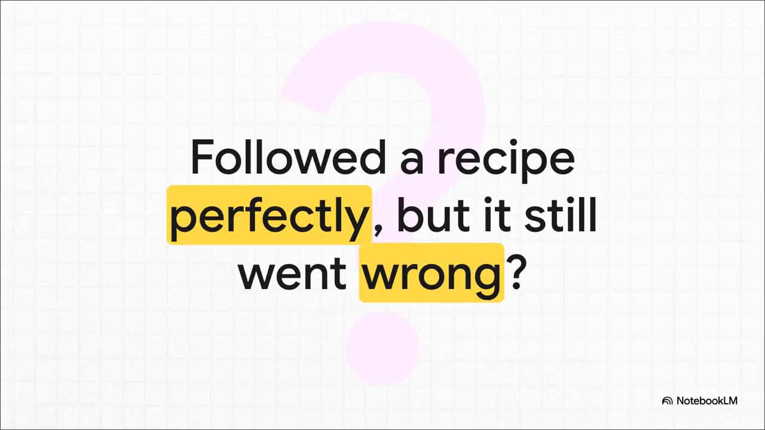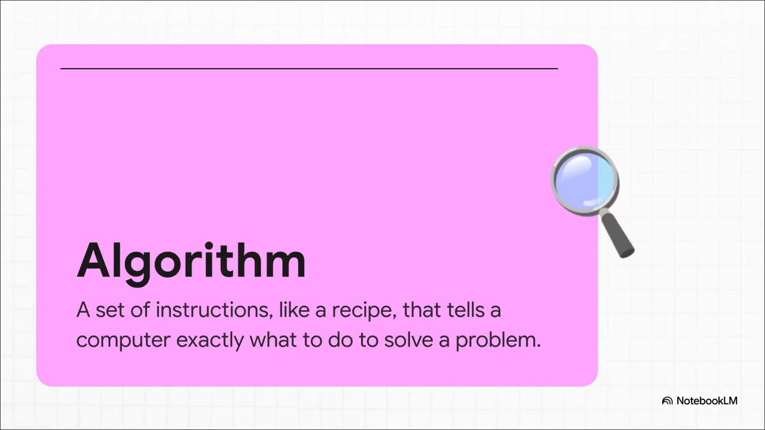You know exactly what I'm talking about, right? You measure everything perfectly, you follow every single step, and the cake still comes out flat. Well, computers have that exact same problem. They follow their recipes to the letter, but if there's a tiny flaw in the instructions themselves, the end result is going to be a total mess. And in the world of computing, that recipe is called an algorithm.